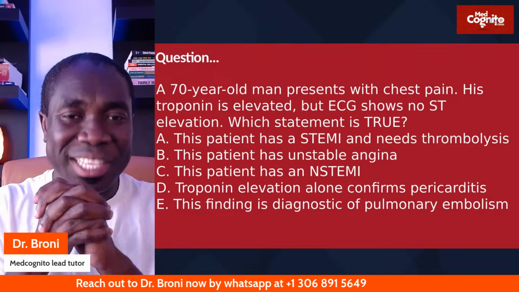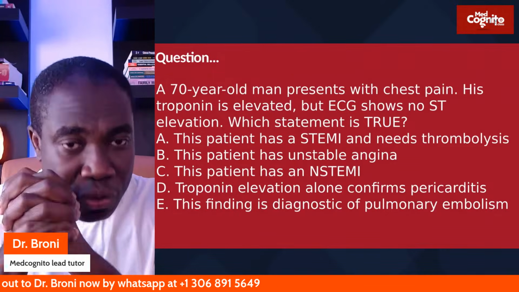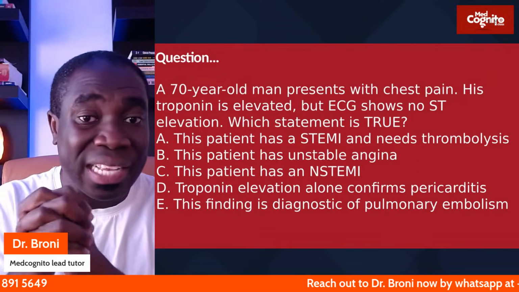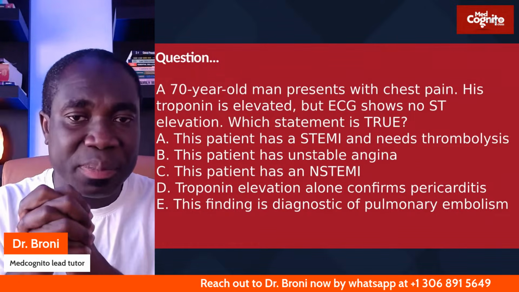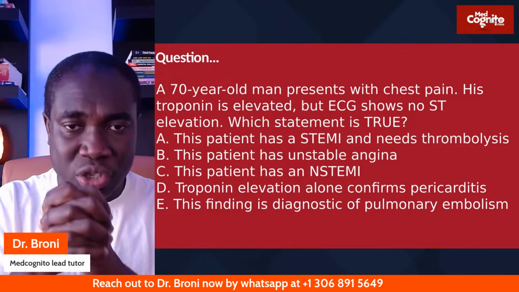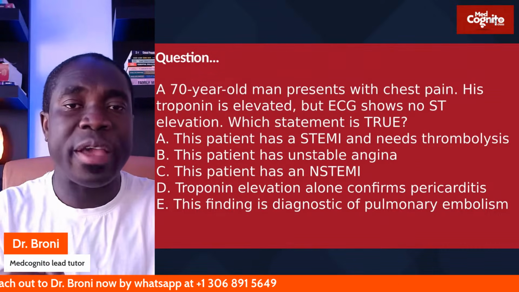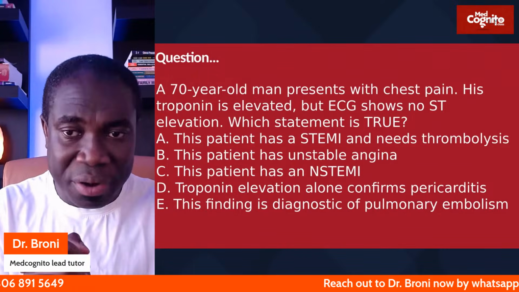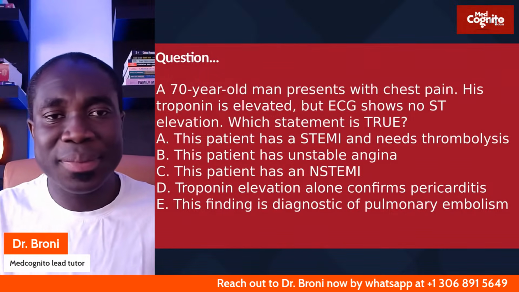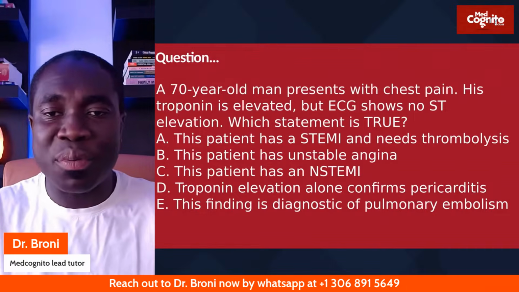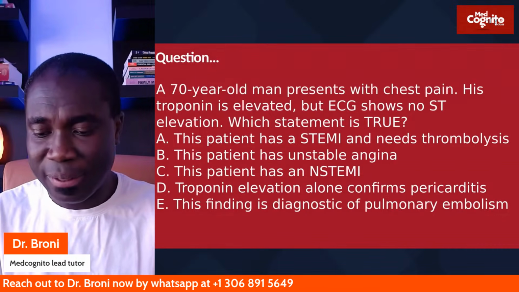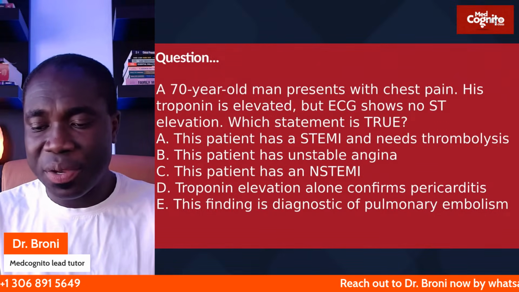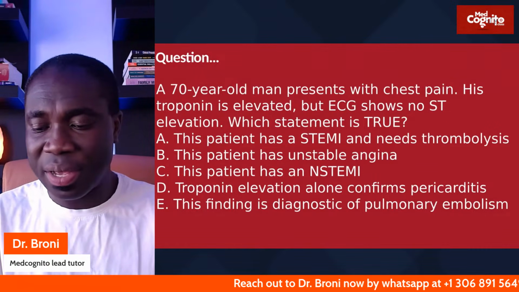A, this patient has STEMI and needs thrombolysis. B, this patient has unstable angina. C, this patient has an NSTEMI. D, troponin elevation alone confirms pericarditis. And E, this finding is diagnostic of pulmonary embolism. What's the correct answer? Type in your answers, please.